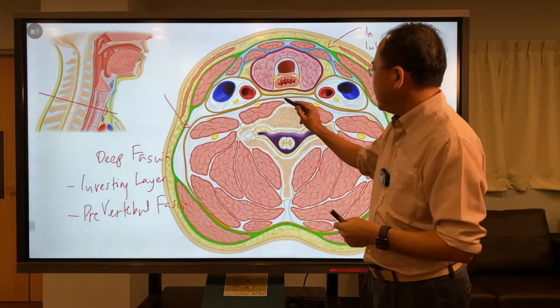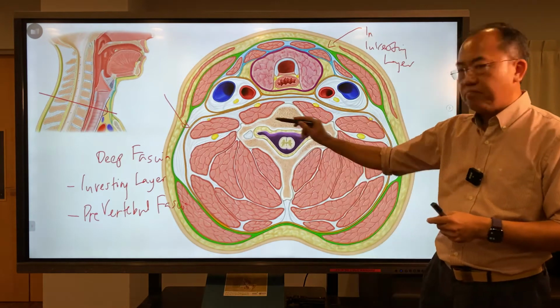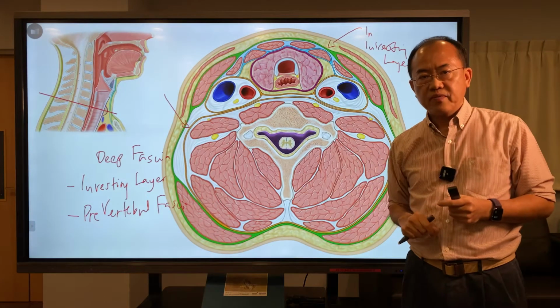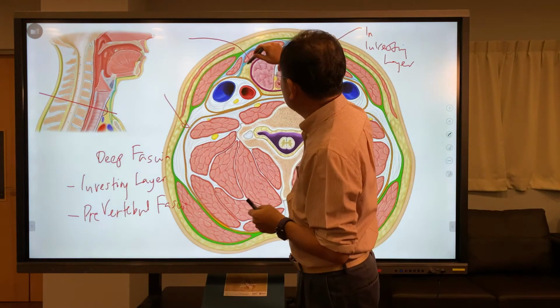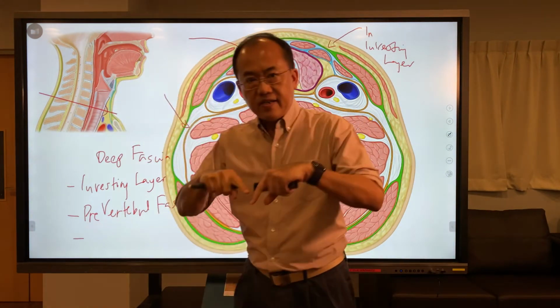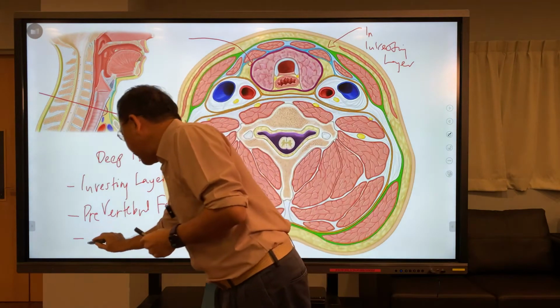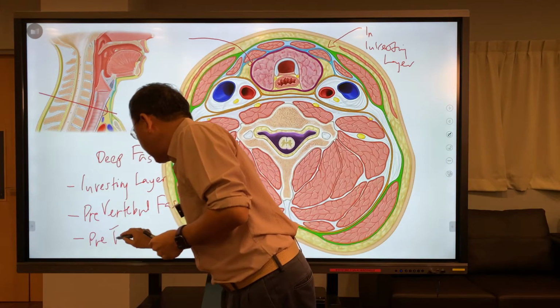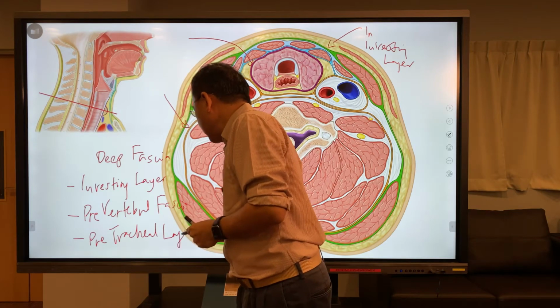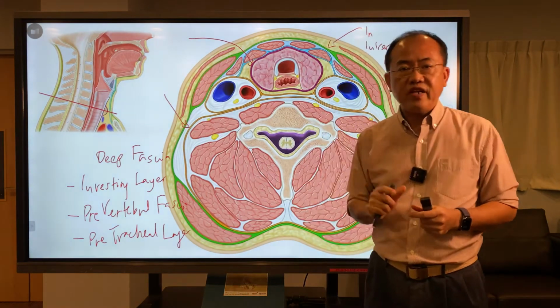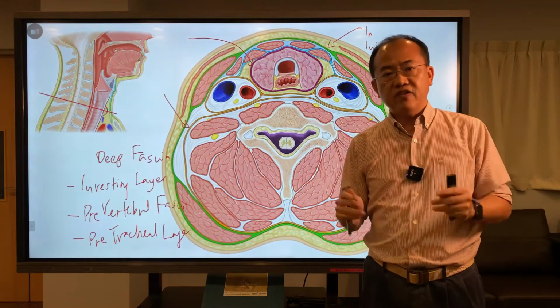Okay, so you can see the prevertebral fascia surrounds the muscles surrounding the vertebra. And then the third layer, the one in purple, because they surround the trachea, we call this the pretracheal layer. So these are the 3 important deep fascia of the neck, or deep cervical fascia.